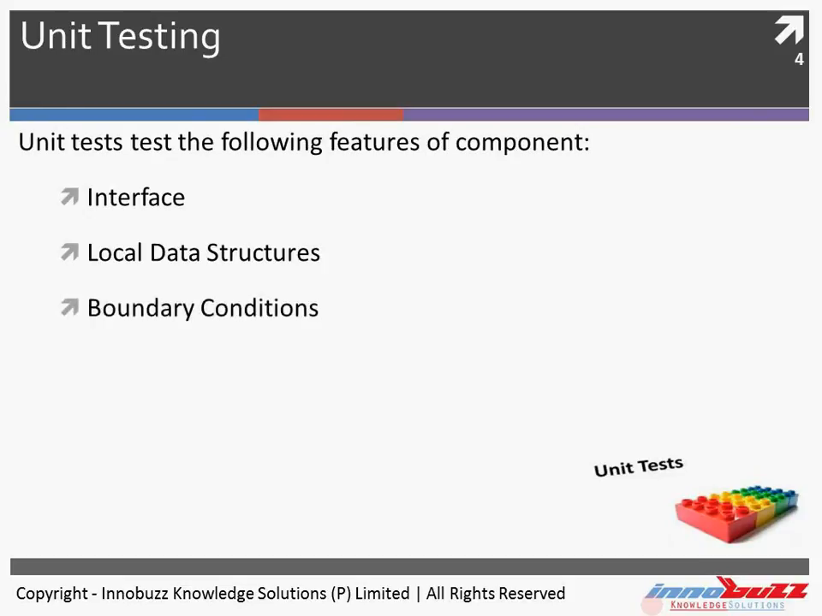Boundary conditions: to ensure the component works properly at different boundaries. Independent paths: to ensure all independent paths have been exercised so as to cover every statement. It means we have to test each and every statement of the program written in your application. So all these paths are to be tested in your application.